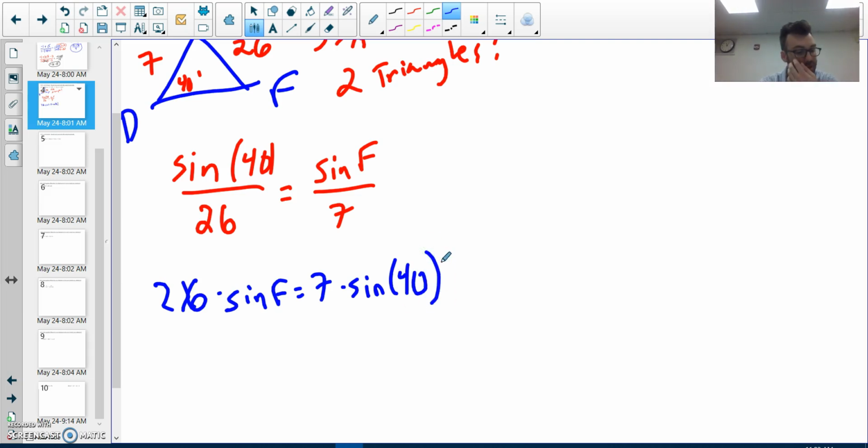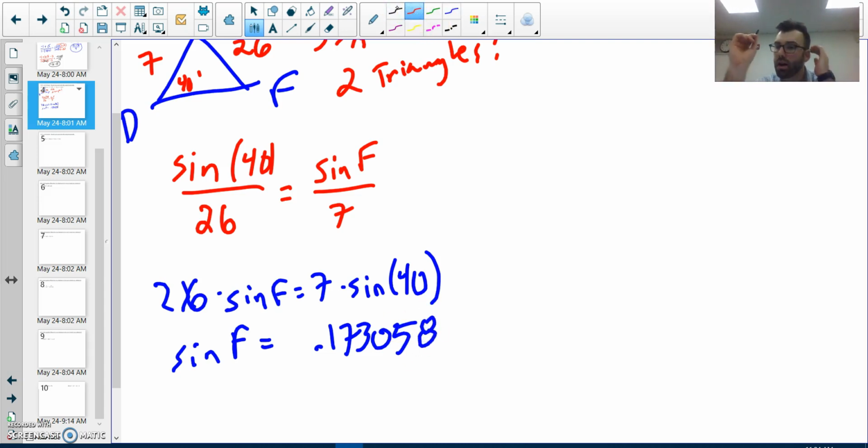I'm going to do some calculations here. So I have 7 times the sine of 40, and then I'm going to divide that by 26. And I get the sine of F equals 0.173058. You want to use as many decimal places as possible.